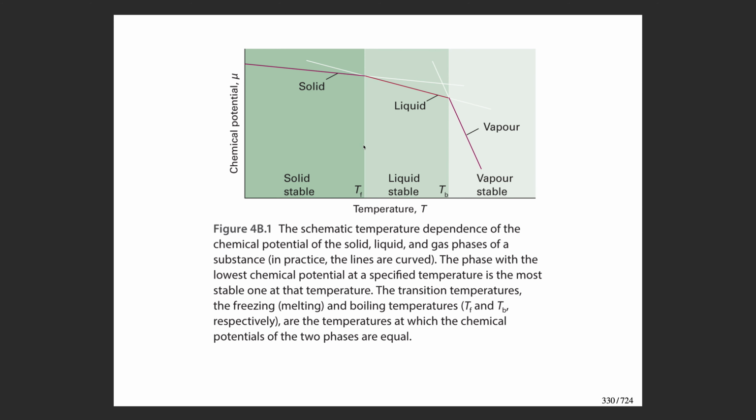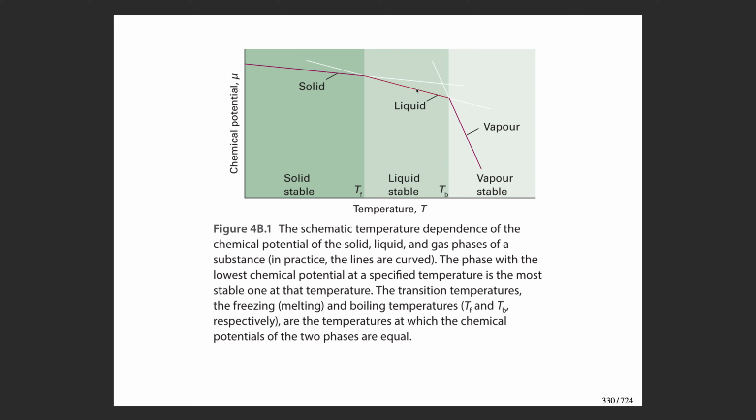Okay? So the reason that the liquid line is steeper than the solid line is because the liquid has a larger molar entropy. And if you look at the line for the gaseous phase, you see it's the steepest of all three because the molar entropy of a gas is much, much larger than that of a liquid.